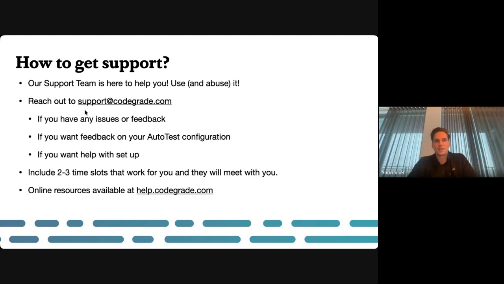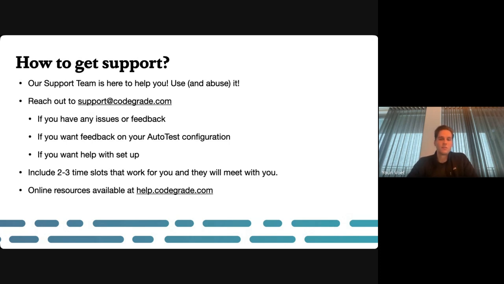The best way to do that is to reach out to support@codegrade.com. And again, do this if you have any issues or feedback. If you want feedback on your auto test configuration, for instance, because we do understand that is often the most complicated part, or if you just want general help with setup. And if you want to meet with them, in that initial email, if you immediately include 2-3 time slots that work for you, they can meet with you directly. So then there's a little bit less going back and forth.